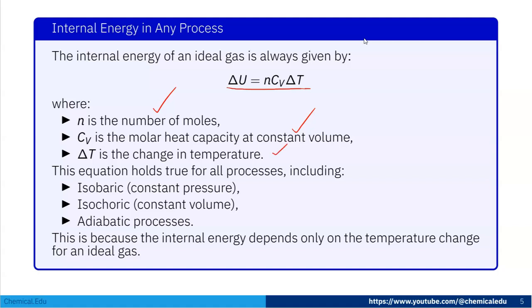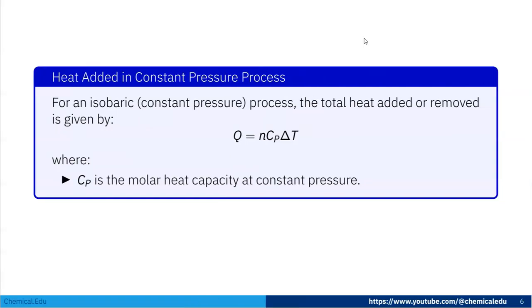This equation holds true for all processes including the isobaric constant pressure process and adiabatic process. This is because the internal energy depends only on the temperature change for an ideal gas. So for an isobaric process, the total heat added or removed is given by Q is equal to nCpΔT, where Cp is the molar heat capacity at constant pressure.